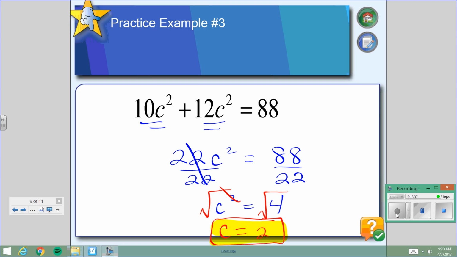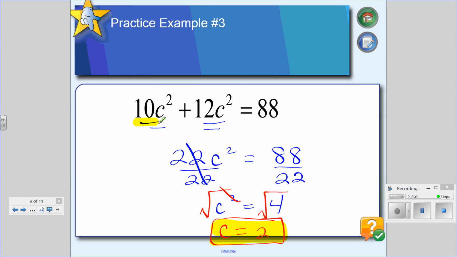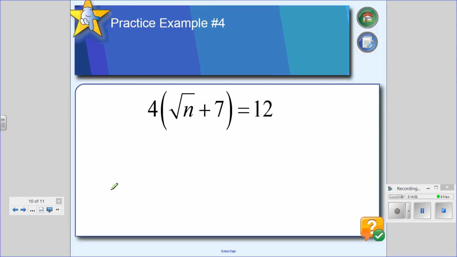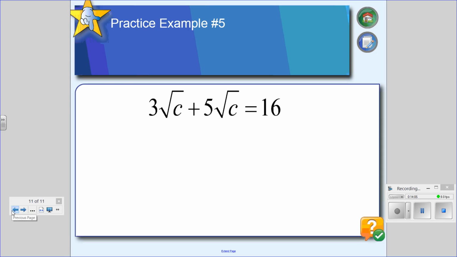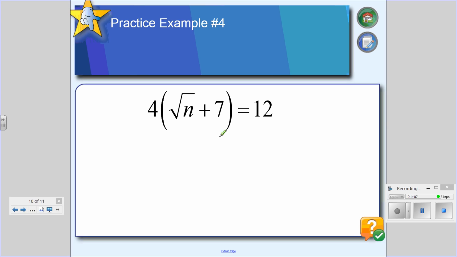All right, on this one, you had to combine the like terms first. 10c squared plus 12c squared is going to be 22c squared, right? And then anytime that you have two of the same variable term on the same side, you have to combine your like terms, just like we've done all year. So follow the rest of the standard solving procedure. Undo the square with the square root, and c was 2 in that one. Okay, I think this might be the last one, second to last one. Let's do these last two on your own, and I'll go through them both at once.